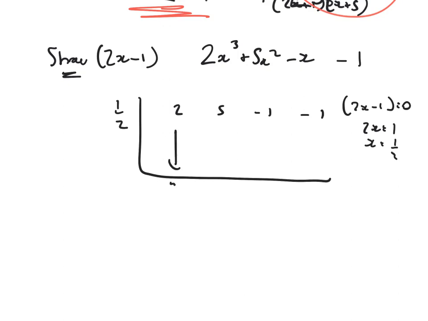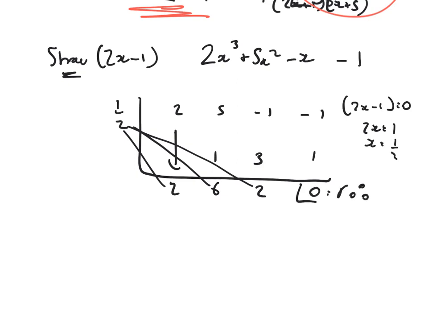Drop the 2 down. 2 times 1/2 is 1. 5 plus 1 is 6. 6 times 1/2 is 3. 3 minus 1 is 2. 2 times 1/2 is 1. 1 minus 1 is 0. R equals 0. Therefore, 2x minus 1 is a factor.